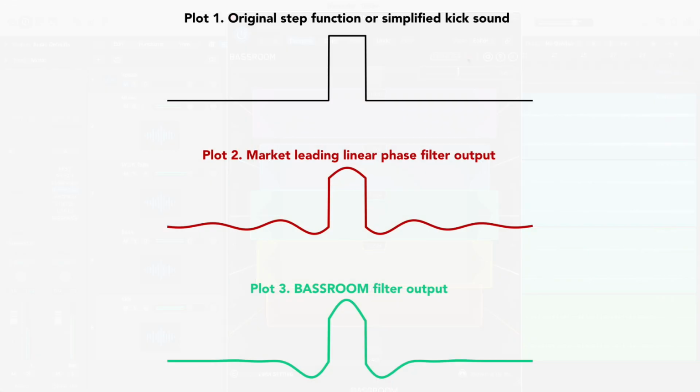The unique filters in BASSROOM are optimized to shape low-end frequencies. You won't find another plugin that can adjust bass more transparently, retaining the punch and clarity of your music.